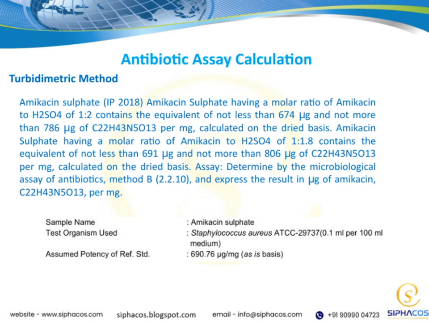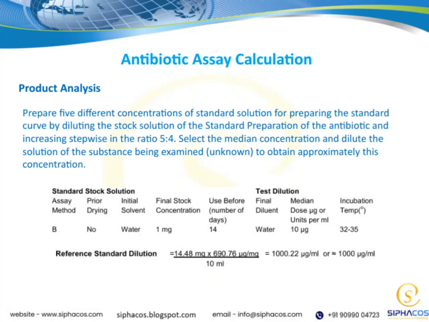Finally, the slide mentions the turbidimetric method for the antibiotic assay calculation. This technique measures the cloudiness or turbidity of a solution, which correlates to the concentration of the antibiotic. It's a reliable way to quantify the active ingredient, ensuring the drug meets its specified potency. Throughout this process, understanding these ratios and assay methods helps us ensure the quality and efficacy of amikacin sulfate in our pharmaceutical preparations.